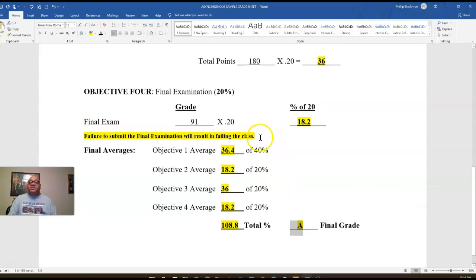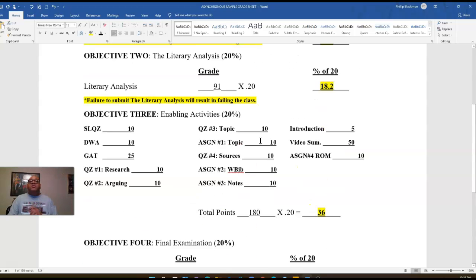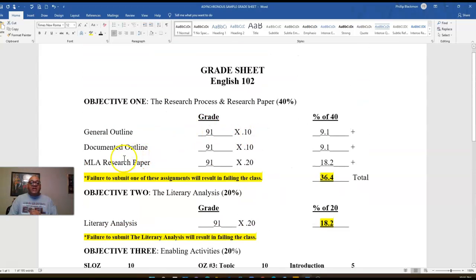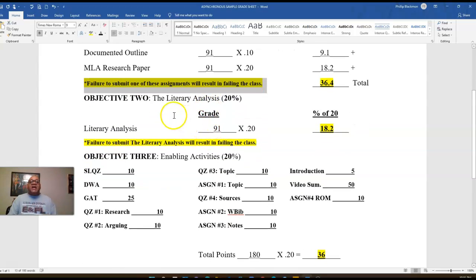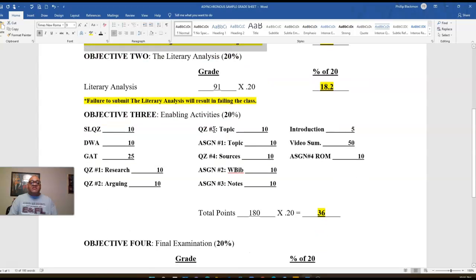A warning to you though. Please don't forget, if you did not do a major assignment, if you did not turn in the general outline or the documented outline, MLA, it doesn't matter what your average is, you failed the class because you had to turn in all of your major assignments. If you did not turn in the literary analysis, then you know you failed the class, right? You must submit that literary analysis.